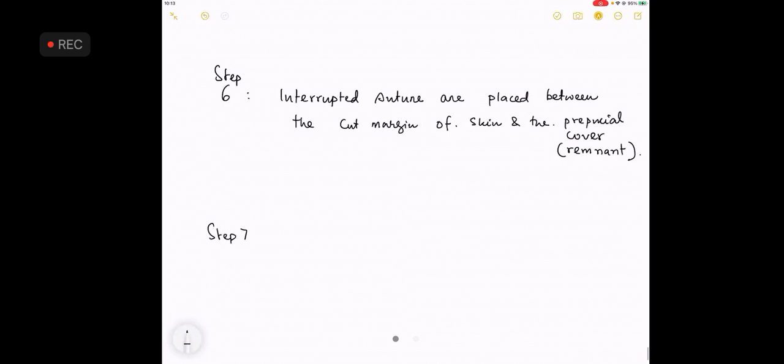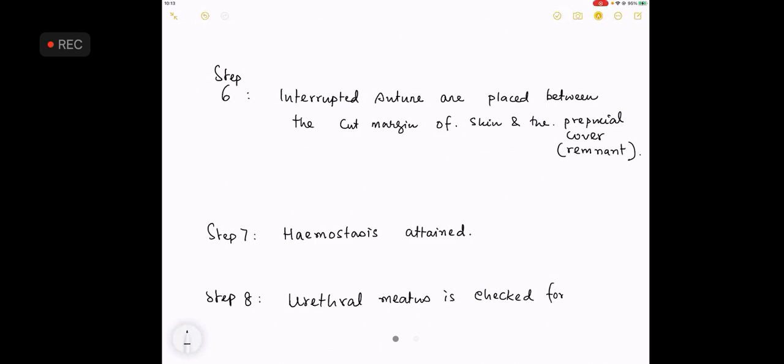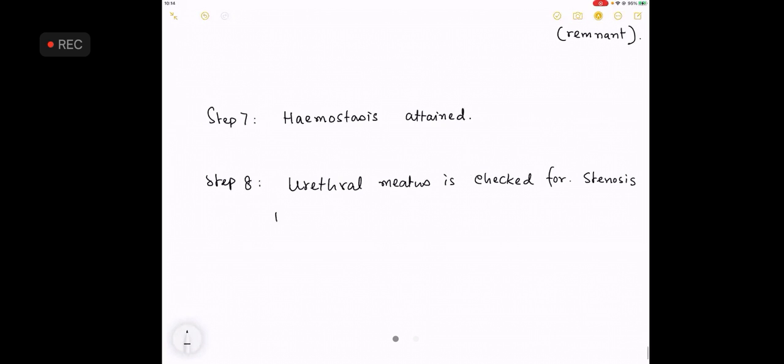The step 7, hemostasis is attained. Step 8, urethral meatus is checked for stenosis and if stenotic, meatotomy is done. Please tell me when you have completed writing, then I will make some pictures to make you understand. Done, sir.